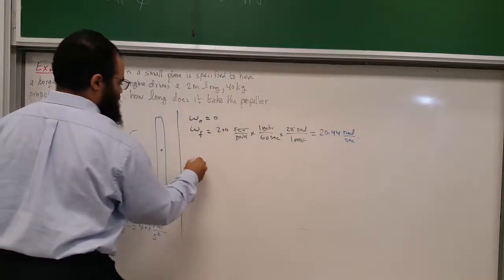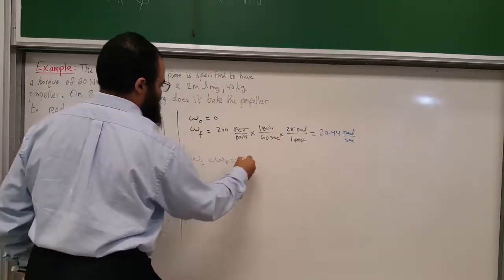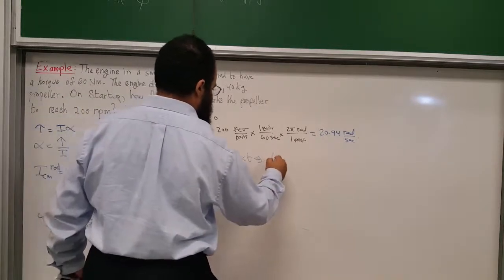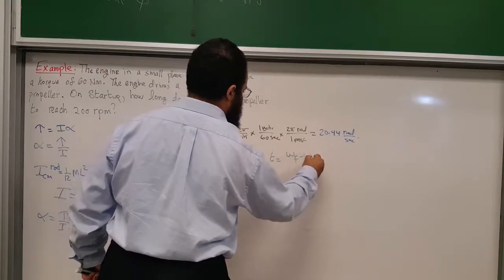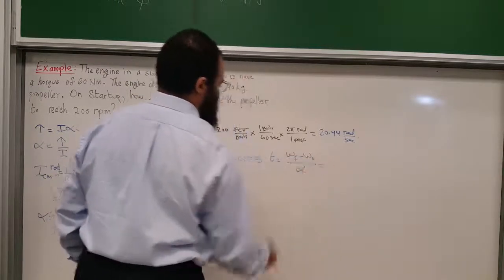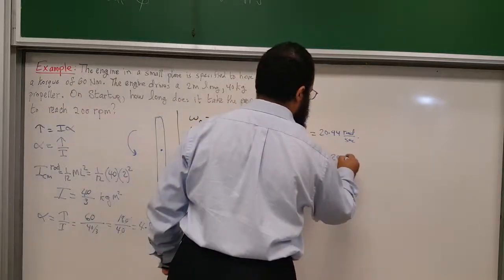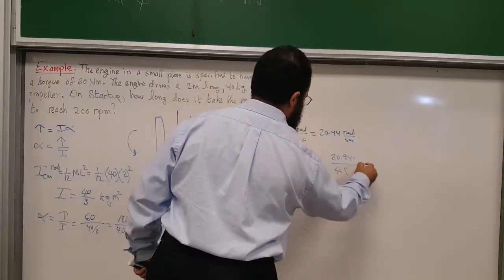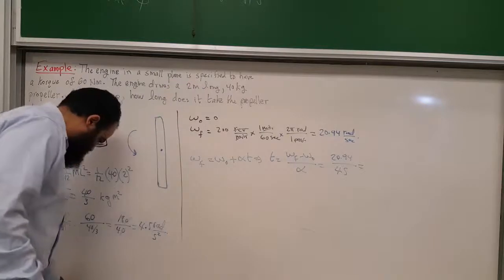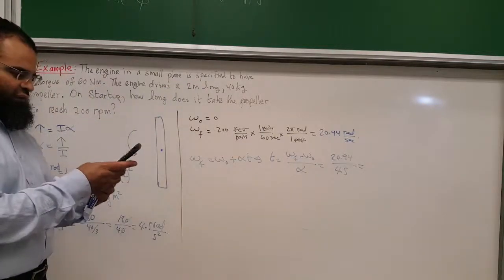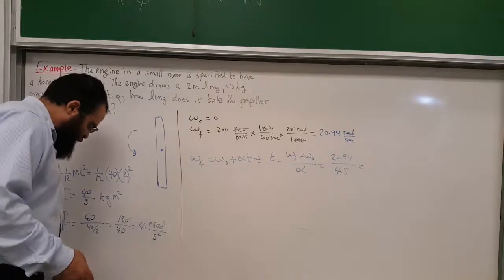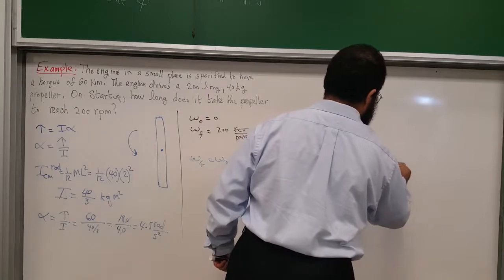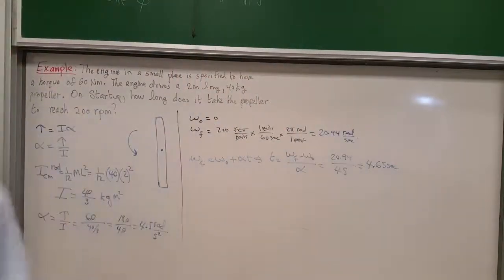Okay. And I know that omega final is equal to omega initial plus alpha times the time. It's constant angular acceleration. So the time will be omega final minus omega initial over alpha. Omega initial is 0, so it will just be omega final, 20.94, divided by alpha, which is 4.5. And that will give about 4.65 seconds, so 4.7 seconds approximately.